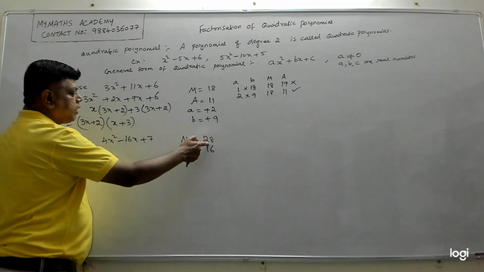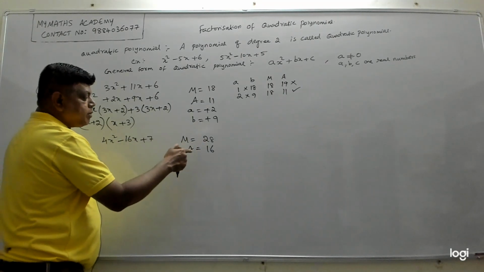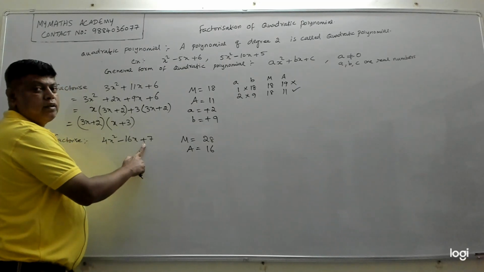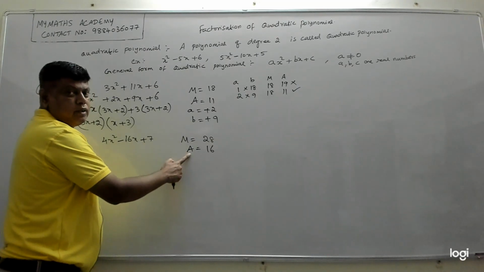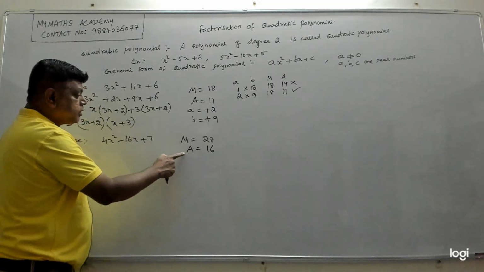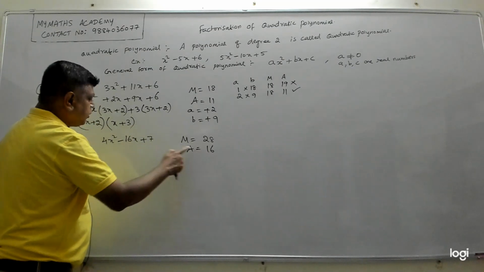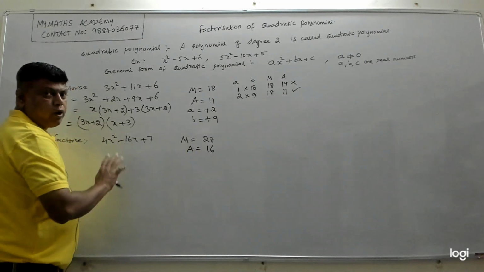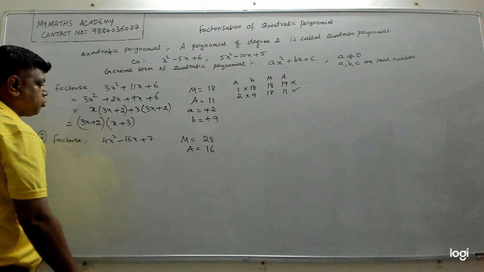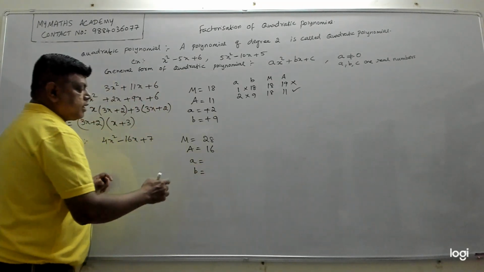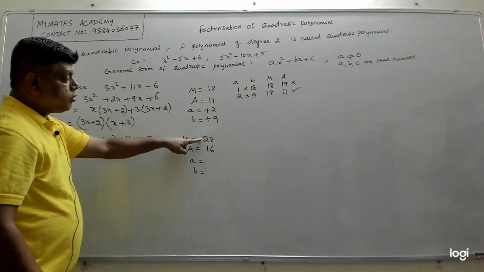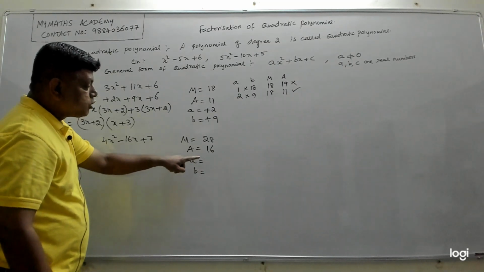4 7s are 28. And the same two numbers, if you add, how am I saying it is add? I have to see this sign. This sign is plus. Plus means it is the addition case. So when I add the two numbers, I should get this number. What is this? 16. Don't put minus 16. Don't worry about the sign now. So I should find two numbers, small a and small b, such that when I multiply the two numbers, I should get 28. The same two numbers, if I add, I should get 16.